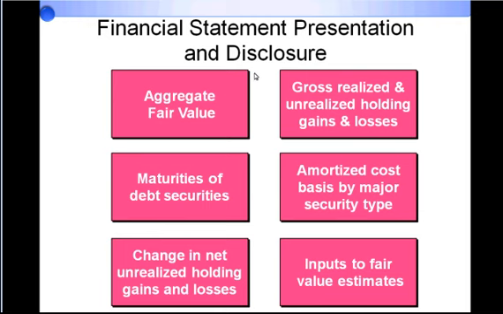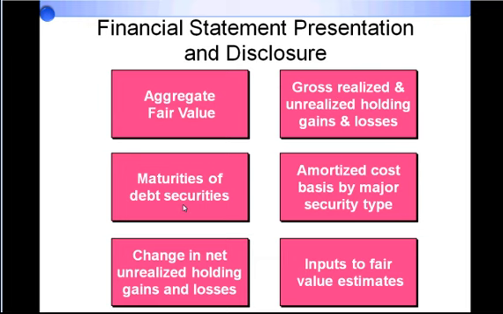This slide just briefly talks about some of the things that you need to disclose on the financial statements. What is the aggregate fair value of all your investments? That needs to be disclosed. What is the gross realized and unrealized holding gains and losses? We saw the amount on the income statement lumped into one. You could have it separately, but we're going to want to see these lumped together as well.